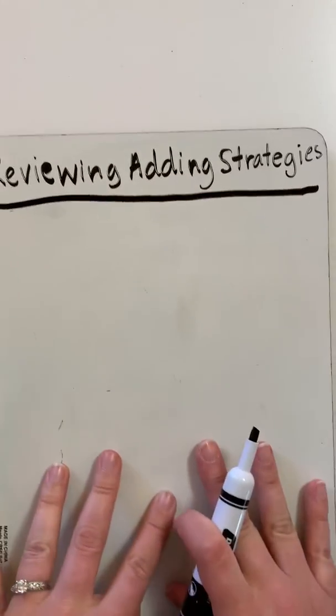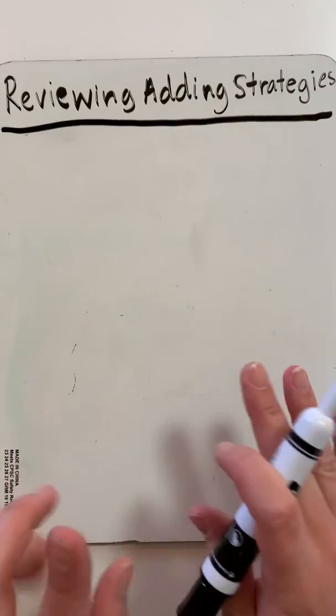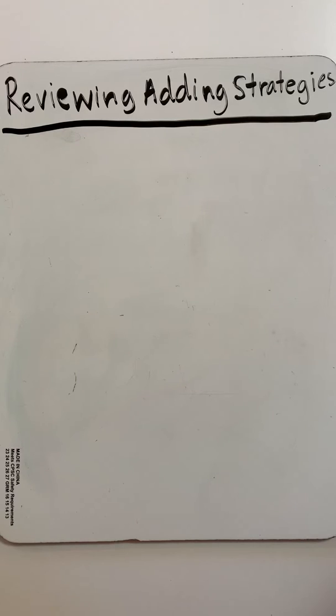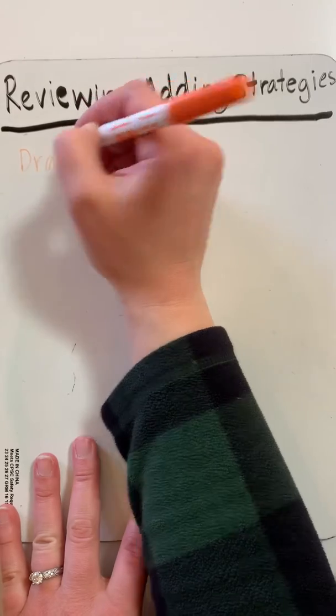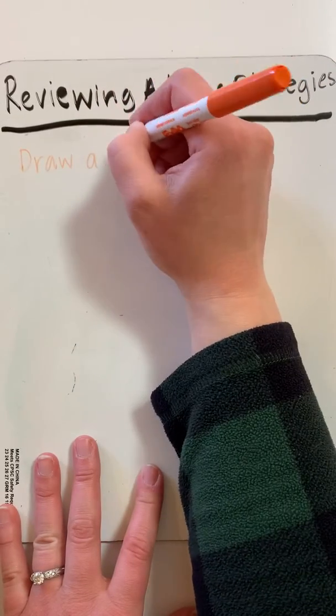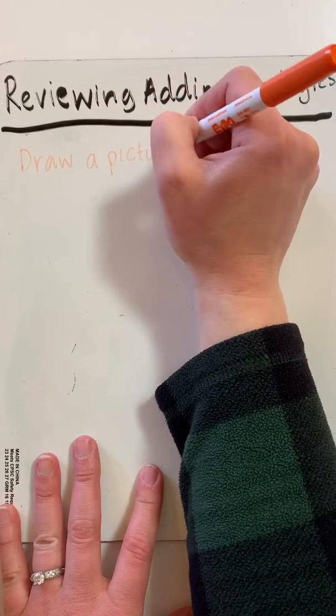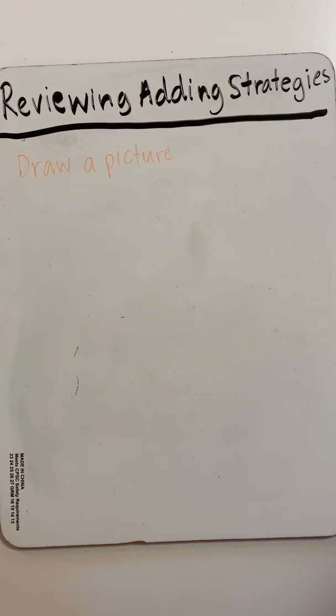All right, so the main two ways that we learn about adding in kindergarten, and the way to show our adding, because in kindergarten and in most other grades, we always show our work, okay? So the first way that we learned about adding is to draw a picture. And here's how we would do that.